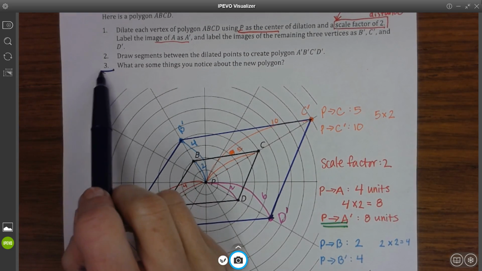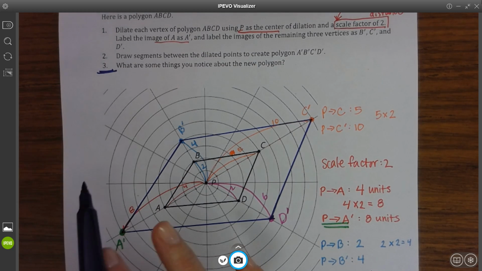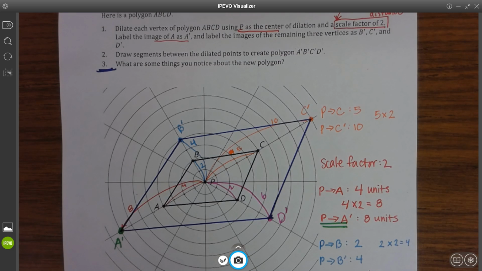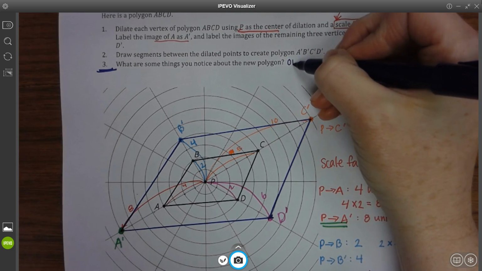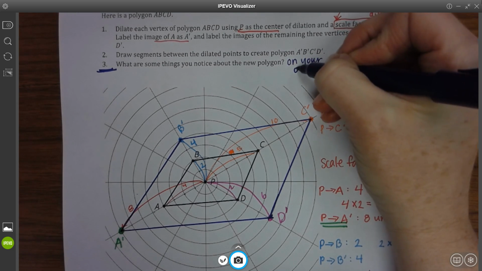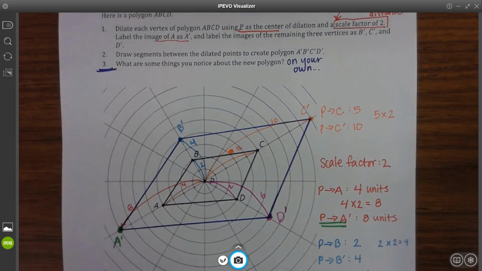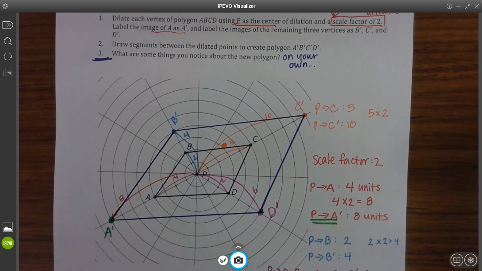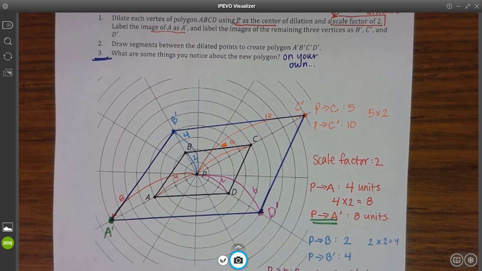So answer number 3. What are some things you notice about the new polygon? So that's something I want you to do on your own. So on your own, I want you to look at the two polygons, look at the new polygon, and tell me something that you notice. What do you see maybe that's happening?